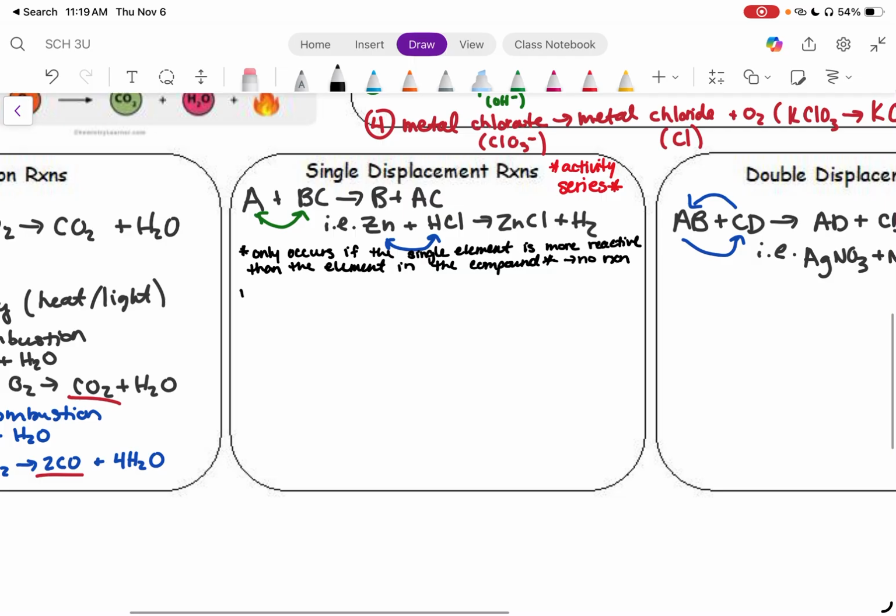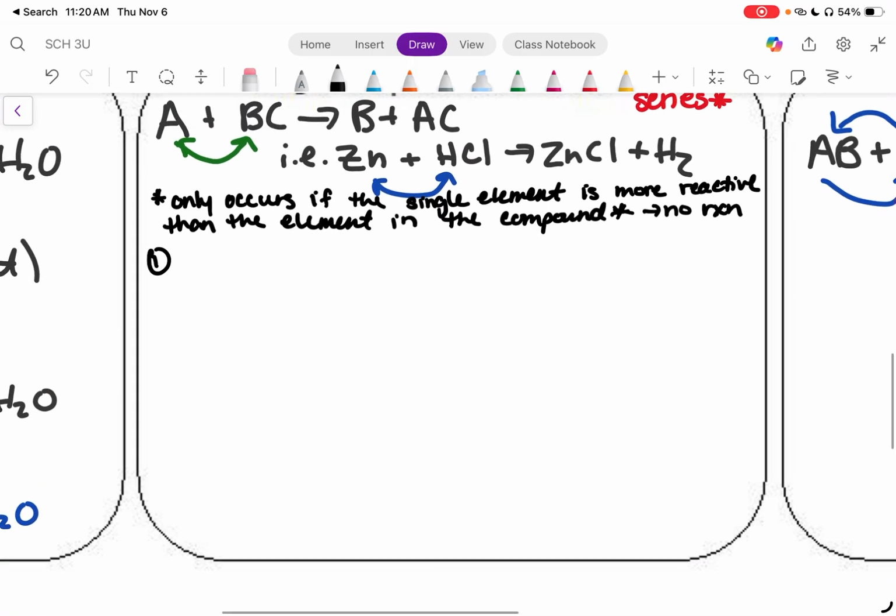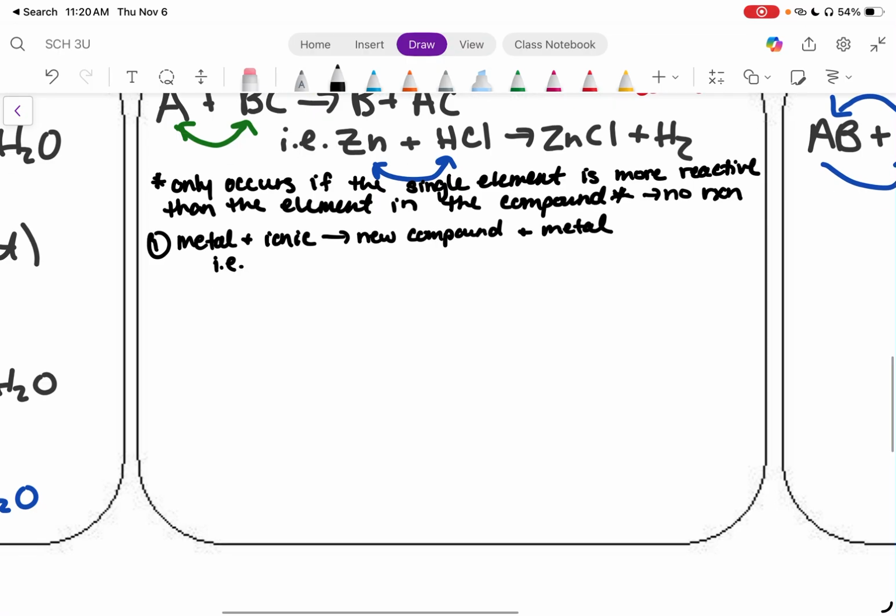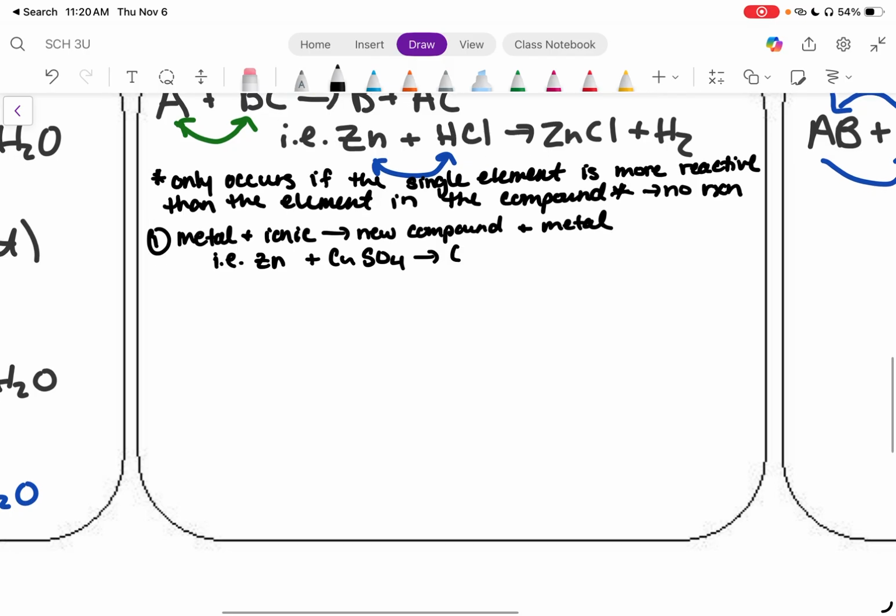So the first example that we took a look at was if you had a metal and an ionic compound. There you just end up with a new compound and a metal. So for example, if I had zinc plus copper sulfate, the zinc is stronger than the copper, so I will just end up with copper and zinc sulfate on its own.